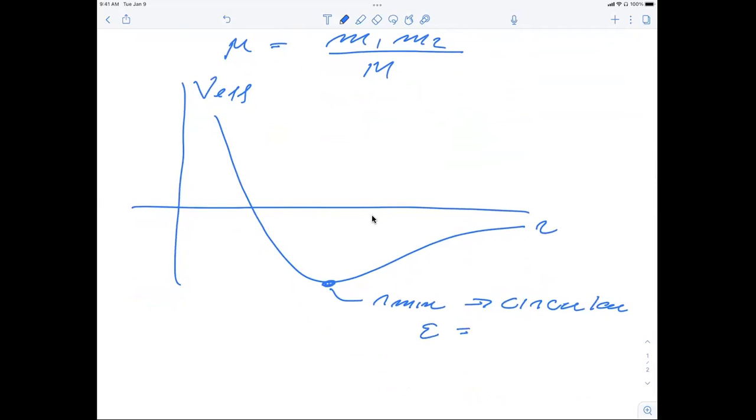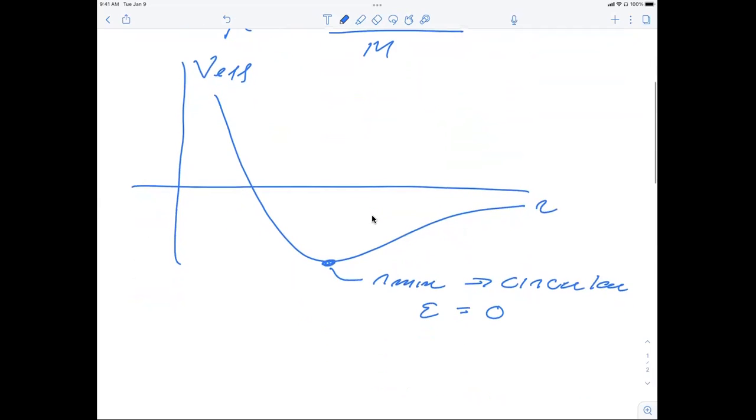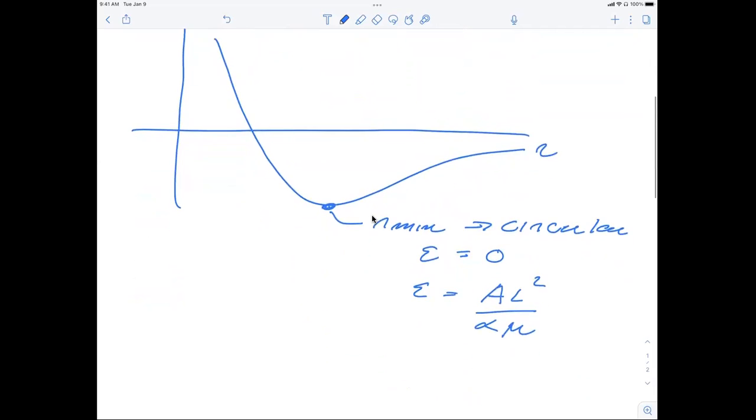This corresponded to this eccentricity, epsilon, which was defined as, and I'm just coming back to that one. So this epsilon was given by A, which is a constant in the solutions, L squared, divided by alpha times mu. And this alpha, let me quickly remind you, comes from the potential. So there's a minus alpha divided by R.